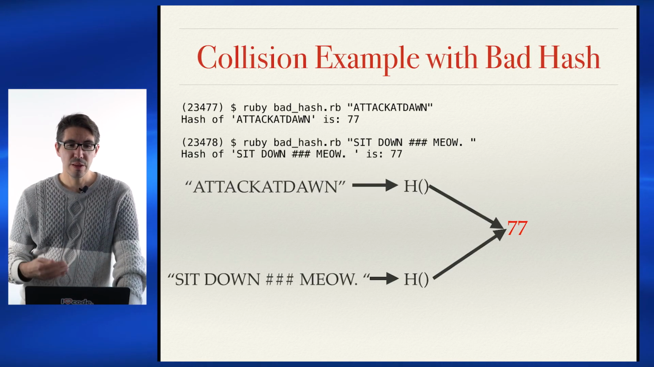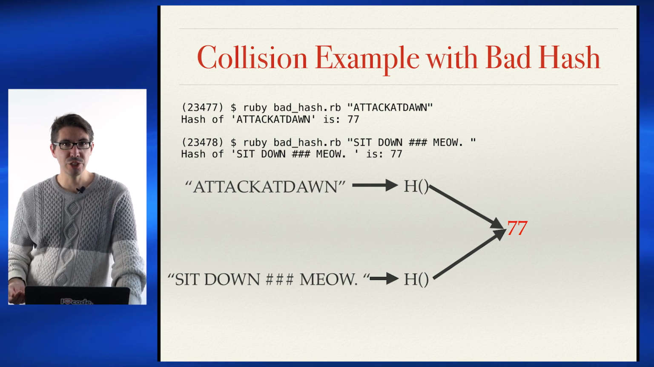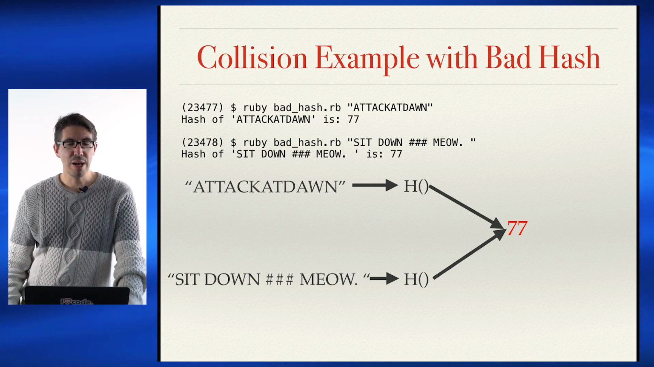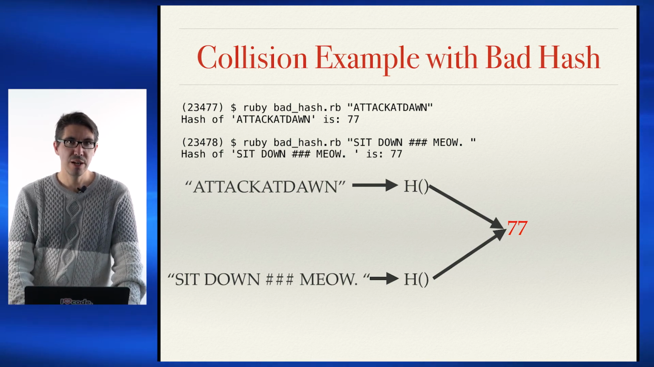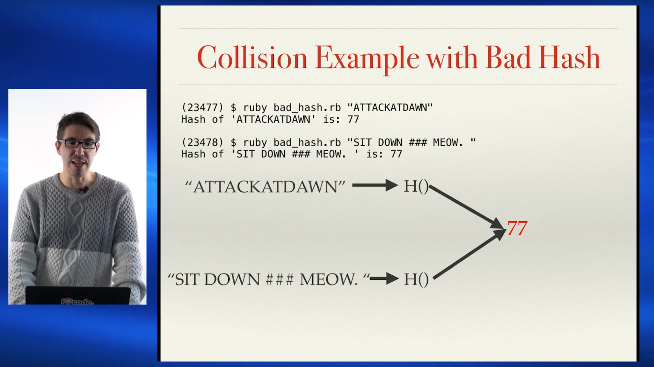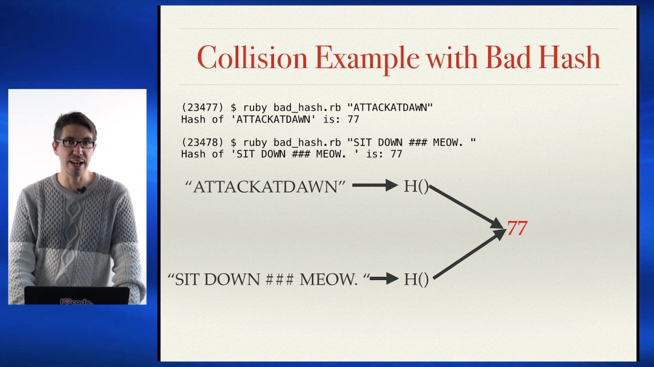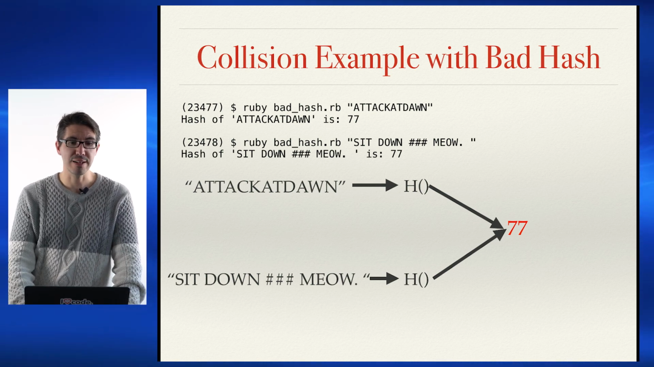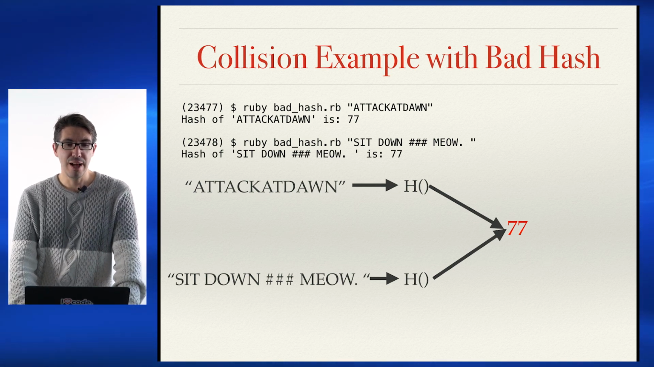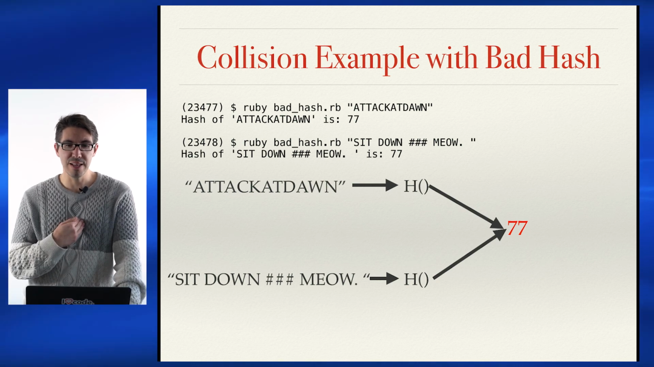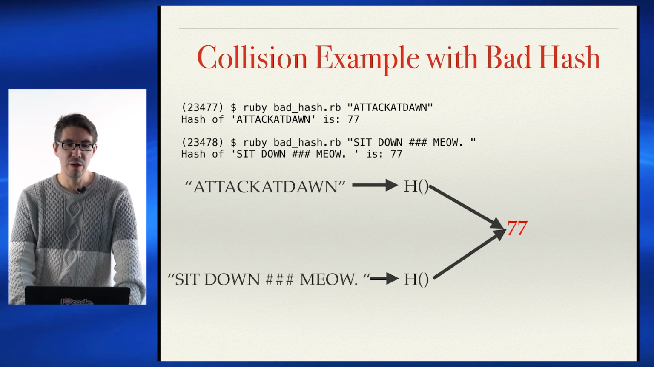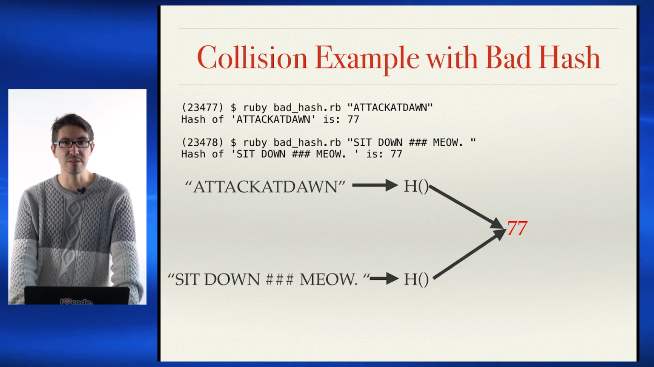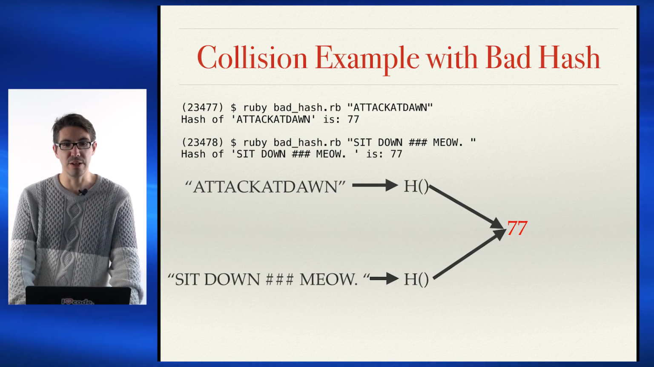Here, for instance, again, BadHash is bad. Why? Well, it allows for collisions. Here we use the attack at dawn message, and we want to verify that this is the message we sent. We were able to say that the hash of the message that I sent you is 77 hex. I then get a message that says, sit down, pound, pound, pound, meow. And I say, well, the hash matches, right? So this must be the message that I was expected to get. So I sit down and meow instead of attacking at dawn.